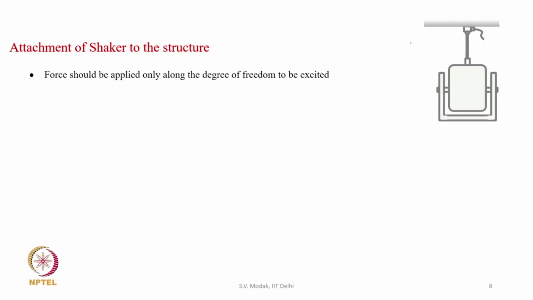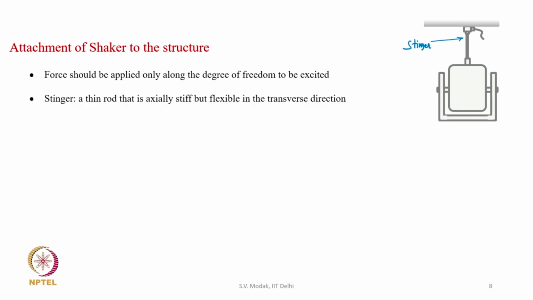You can see here, this is the stinger. This stinger is basically a thin rod which is quite stiff in the axial direction, but it is flexible in the transverse direction. So this stinger is axially stiff. Because of that it can faithfully transmit the force exerted by the shaker to the structure, because it is very stiff in that direction.